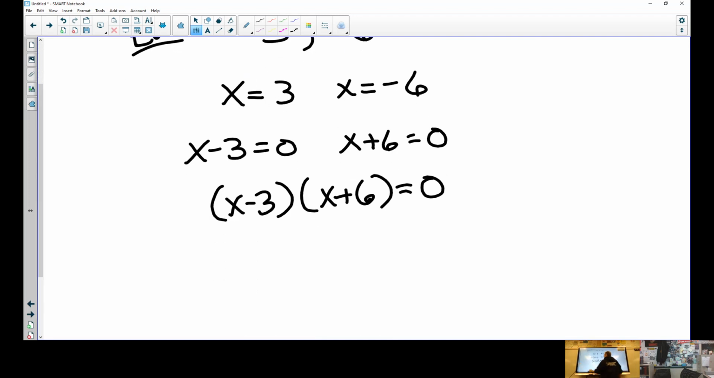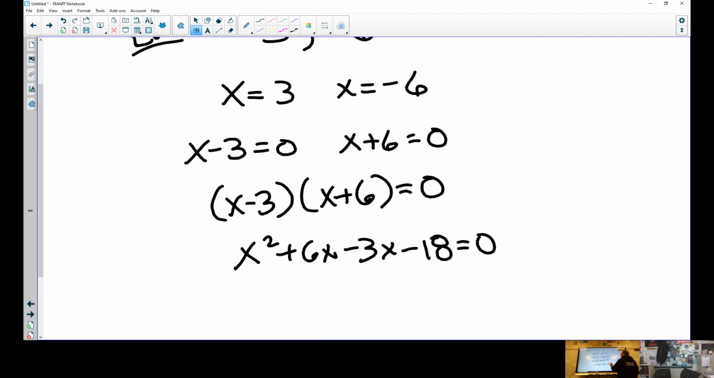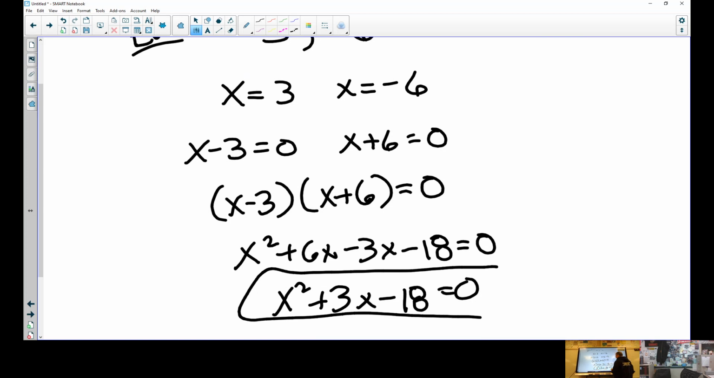And almost done. Multiply it out. X squared plus 6x, minus 3x. And finally, the last is a negative 18 and equals 0. So simplifying this, x squared, 6x minus 3x is a positive 3x, minus 18 equals 0, and we have our equation. Easy as can be, right? If you think of what you did before, we're just doing it backwards now in this step.